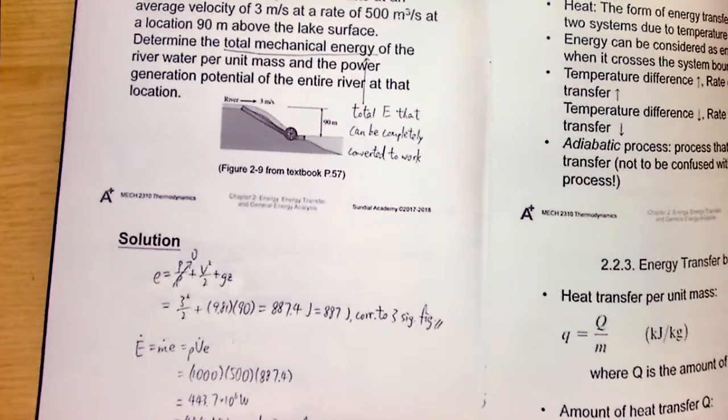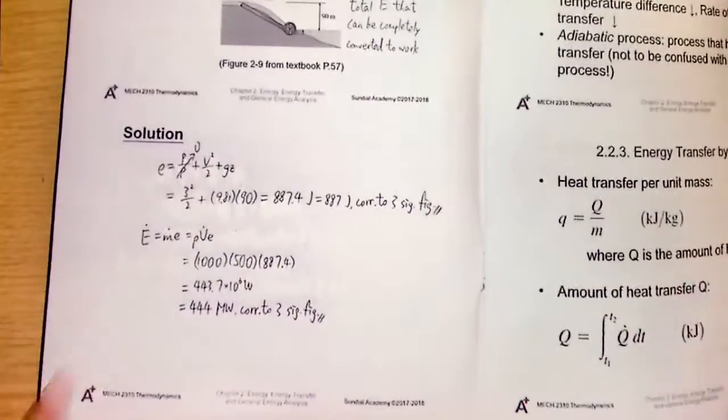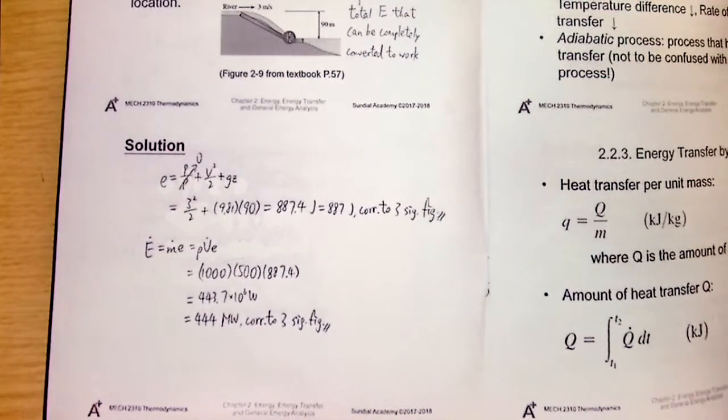Of course, as you can see in this case, the power generation potential should be a limit. Why? Because we haven't accounted for any frictional losses. This 444 is the upper bound, or what we call the maximum limit of this power generation potential. And that is example 2.